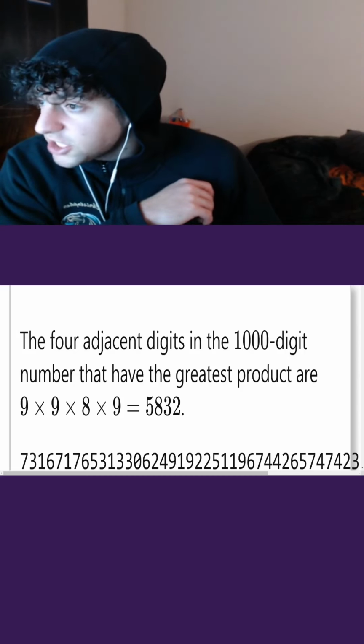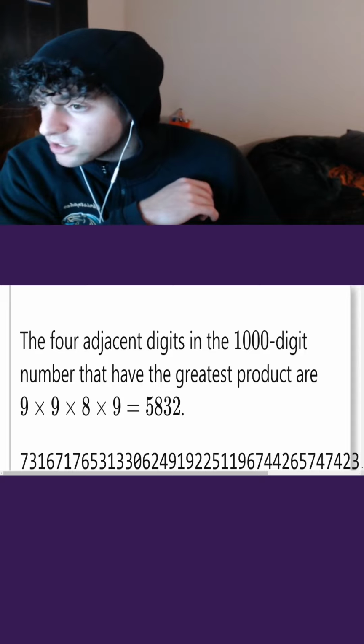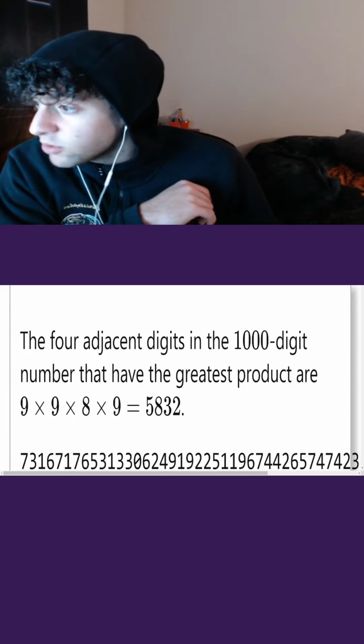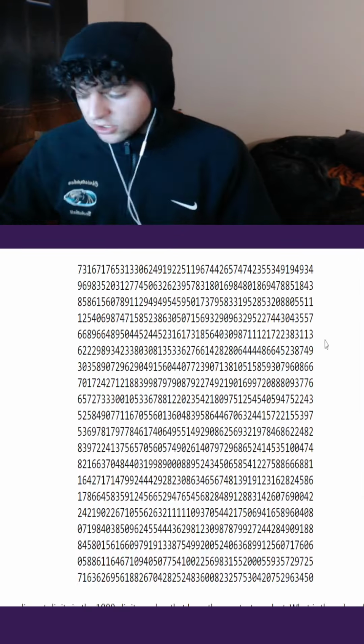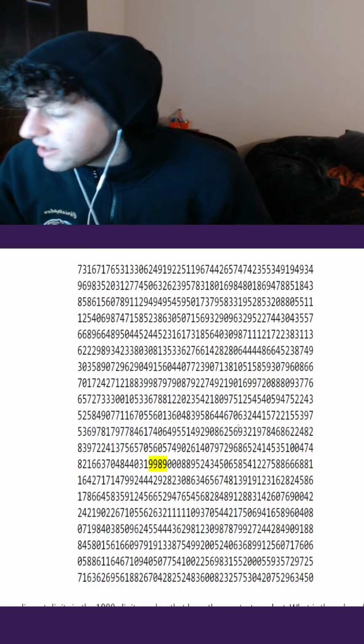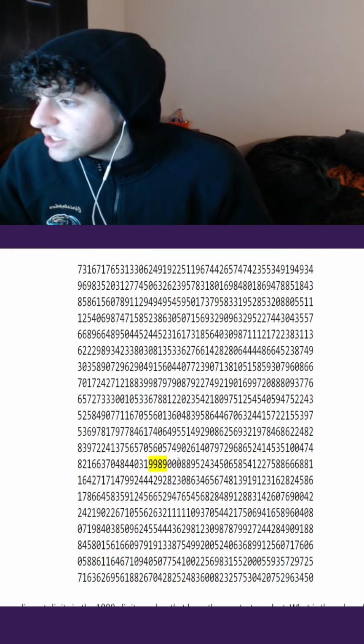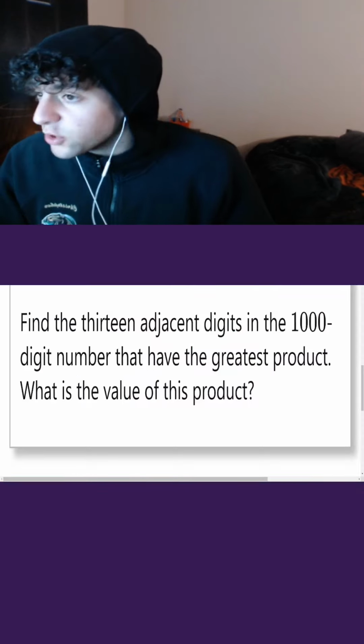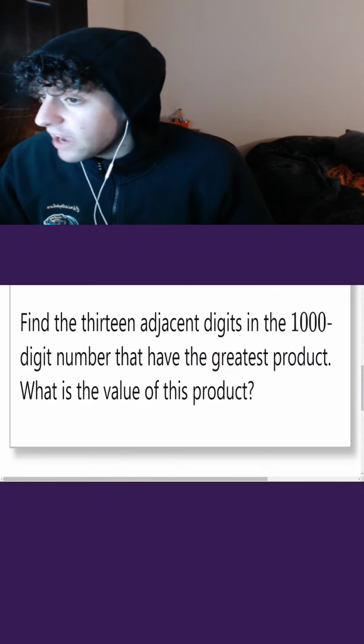Day 8 of solving math problems in C until NVIDIA hires me. So we're told that the 4 adjacent digits in the 1000-digit number that have the greatest product are 9 times 9 times 8 times 9, which is equal to 5,832. So this is our 1000-digit number, and highlighted is 9989, or 4 adjacent digits that have the greatest product. And we have to find 13 adjacent digits in the 1000-digit number that have the greatest product. To solve this problem, we're going to be using the sliding window technique.